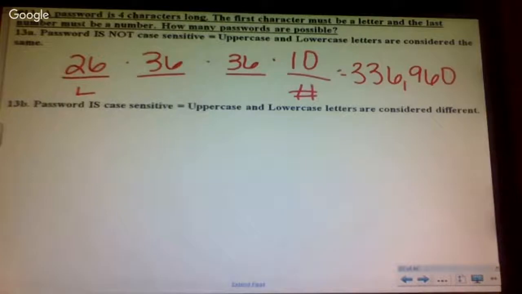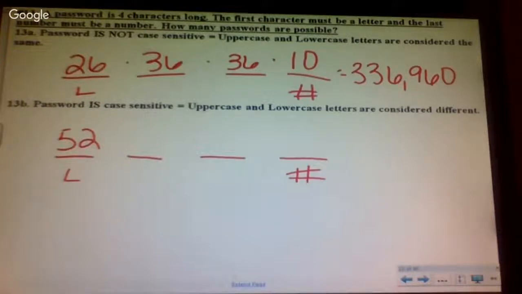What do we get? 336,960. Okay? We're talking about the same code, except your password is now case sensitive. So how many options do I have for a letter this time? 52, because your lowercase l and your uppercase L are two different options. I've got twice the amount I had before. I still have 10 digits, which means the spaces in between, I have how many options? 62.